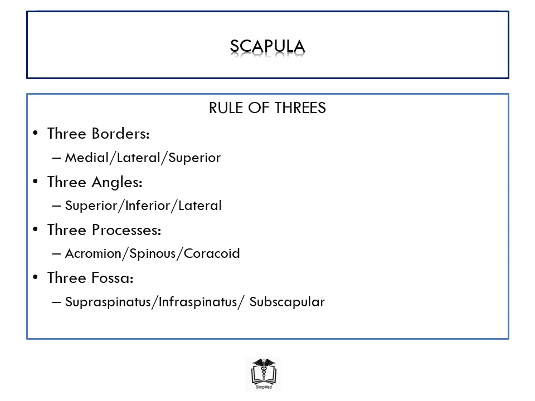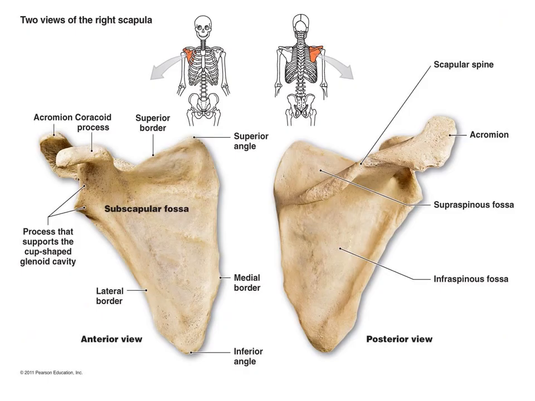I'll show you a picture of how each of these borders and angles tend to look, and we'll talk about the processes later on. Just to make mention of the processes, the three processes of the scapula include the acromion process, the spinous process, and the coracoid process. And then the three fossas of the scapula include the supraspinatus fossa, the infraspinous fossa, and the subscapular fossa. Now, this is a picture of the scapula, and you could easily deduce the different aspects of the rule of threes for the scapula.